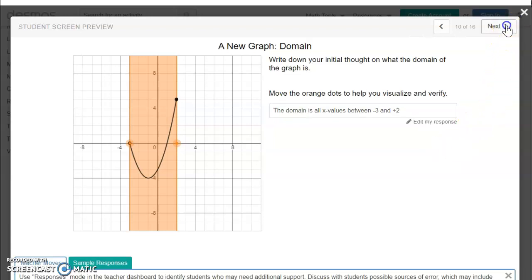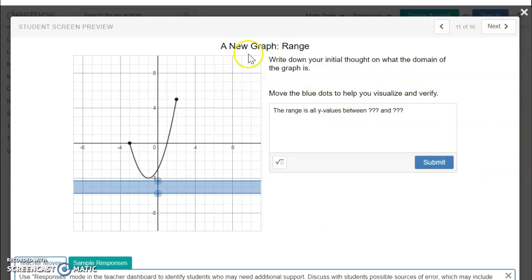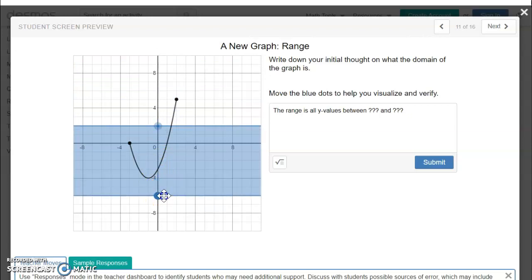Okay, let's do the next one. Now we're going to do a range. Do the same thing. This time we're interested in the y values. So move the dot so that the graph is just covered. Move it up and down, so that your graph is just covered up. Can you do that now, please? And then you're going to write down that the range of all y values is between what and what. We're really talking about the y values. How far does the graph extend?